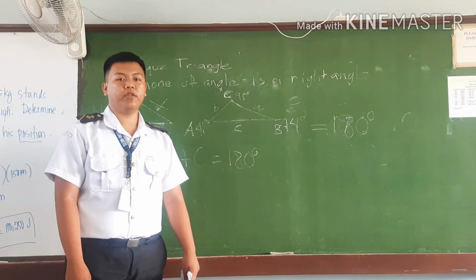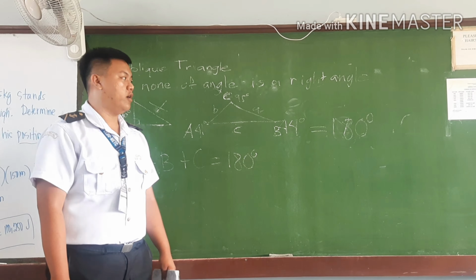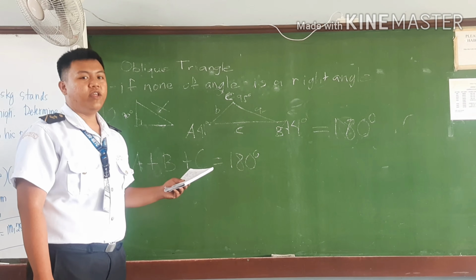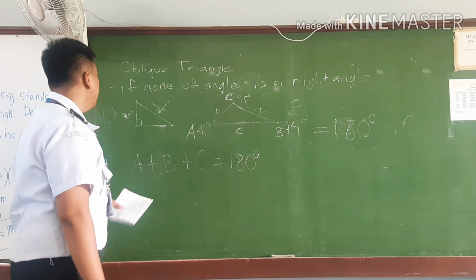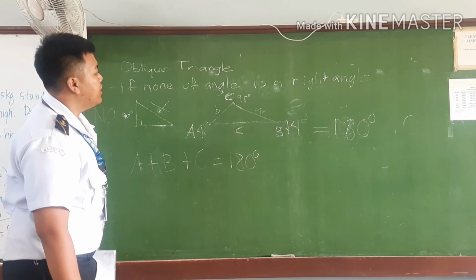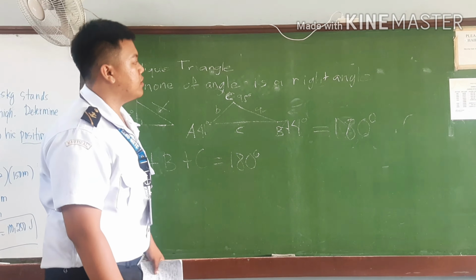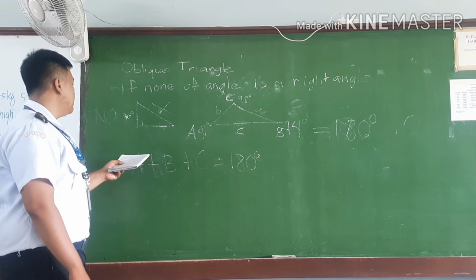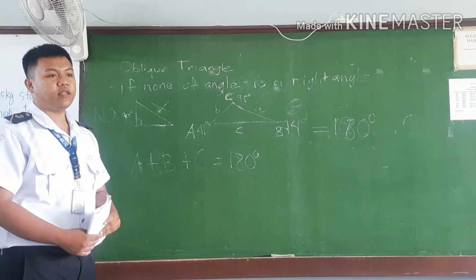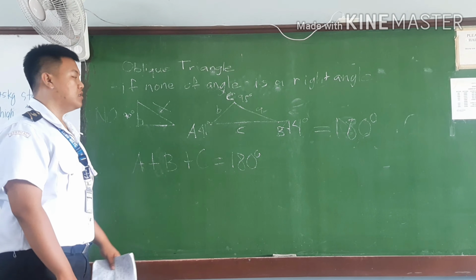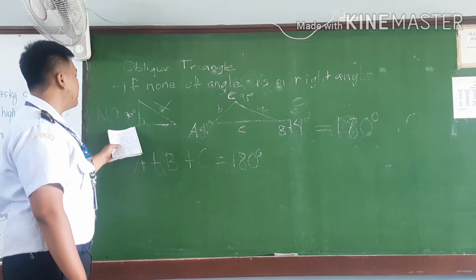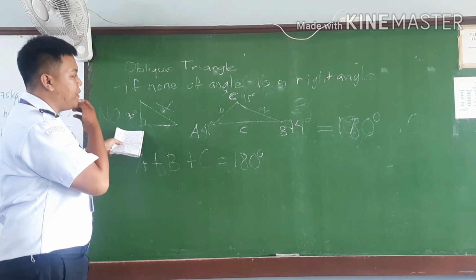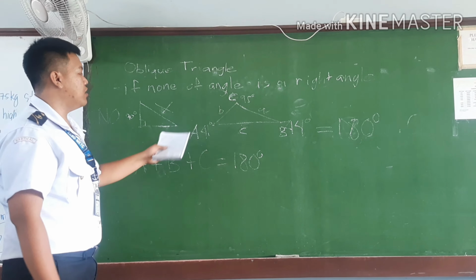I am your next reporter, and I will be discussing the oblique triangle. We define oblique triangles as follows: if none of the angles is a right angle, this would be an oblique triangle. An oblique triangle has no 90 degree angle by itself. The angles of an oblique triangle must measure 180 degrees in total.